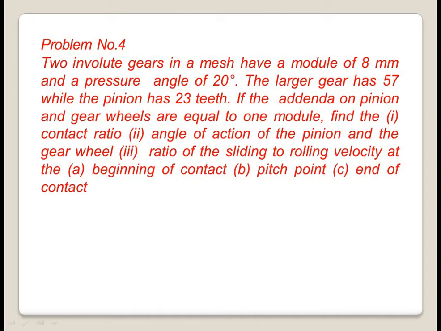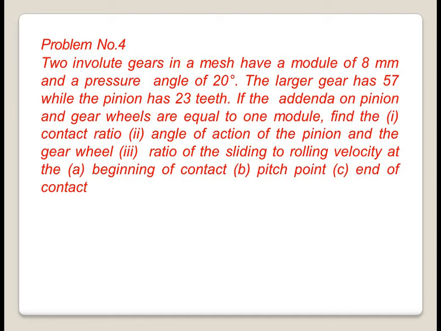So this is the numerical. I will read the statement of this problem. Two involute gears in mesh have a module of 8 mm and a pressure angle of 20 degrees. The larger gear has 57 teeth while the pinion has 23 teeth.